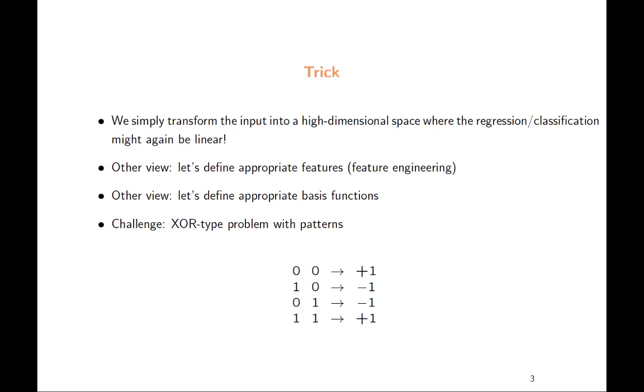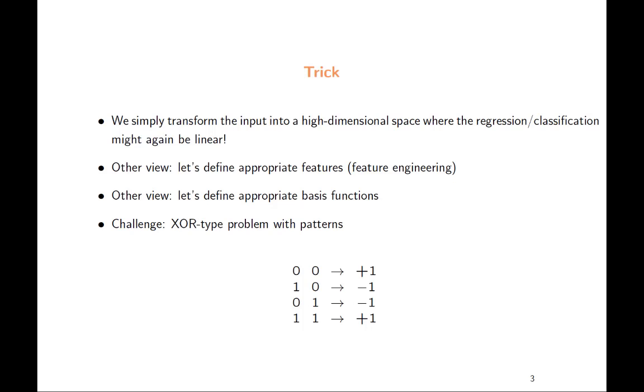And so the trick is to simply transform the input into a high-dimensional space where the regression or classification might again be linear. Another view is, let's define appropriate features. So this goes in the direction of feature engineering. Another view is, let's define appropriate basis functions.